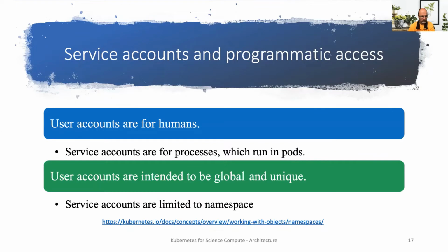User-wide, there are also two separate concepts in Kubernetes. You have proper user accounts, which are for humans, and then you have service accounts, which are for processes, which typically run in the pods, but can also be used for automation, for example, from your laptop. And while user accounts are intended to be global and unique, service accounts are typically namespace-based. And just so you know, I'll soon share a configuration file that has a service account, and that's what you will be using during the hands-on session.